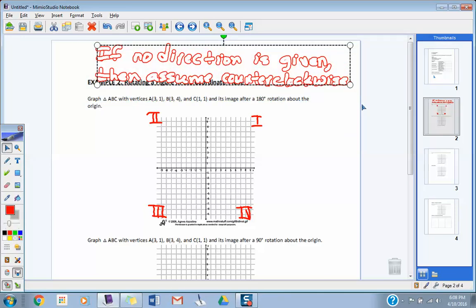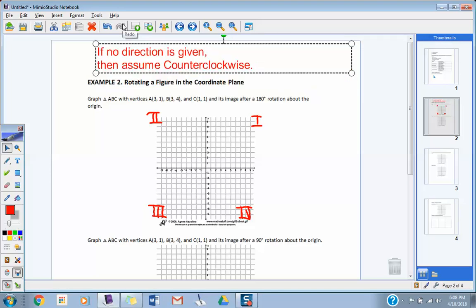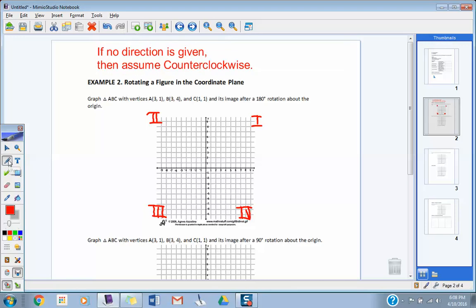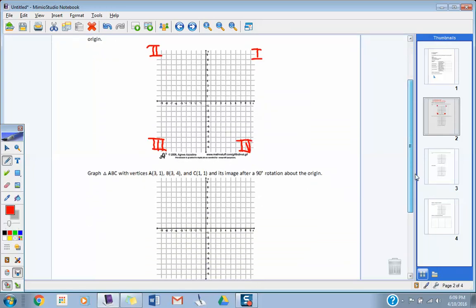If no direction is given, then assume counterclockwise movement. And I know it's a little different than what we had said the other day, but let's make sure we've all got that. Right up top there: if no direction is given, then assume counterclockwise motion. So in example 2, when we talk about this idea of rotating stuff, 180 we've already talked about. That doesn't change, okay? So what we want to do is jump down to the second example.